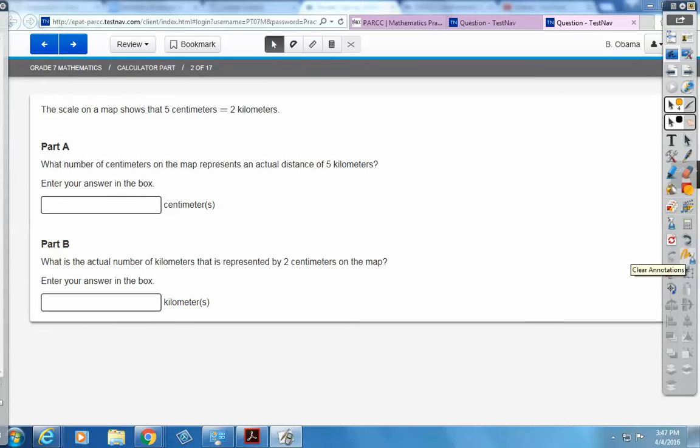Problem number 2. A scale on a map shows that 5 centimeters is equal to 2 kilometers. In part A, what number of centimeters on the map represents the actual distance of 5 kilometers? So that means that 5 centimeters is equal to 2 kilometers, which also means that 2.5 centimeters is equal to 1 kilometer. So if I have 5 kilometers, I make a ratio.